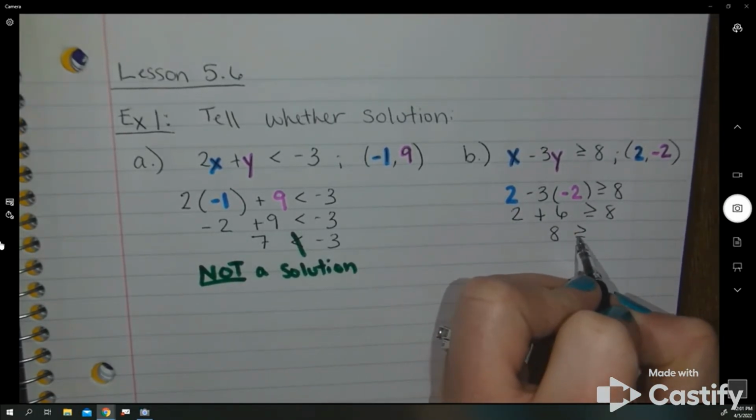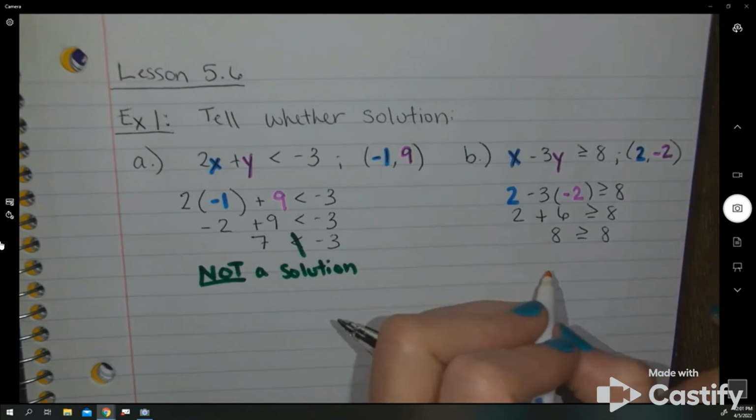2 plus 6 is 8. Is 8 greater than or equal to 8? Yes, it is. So this is a solution.